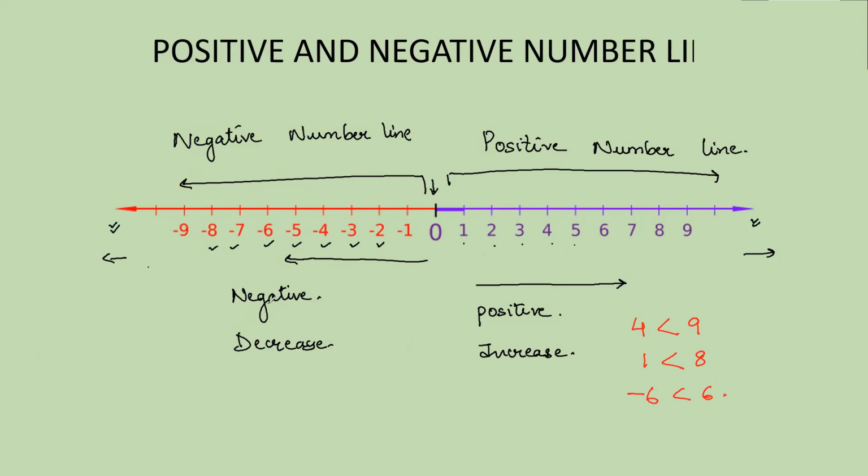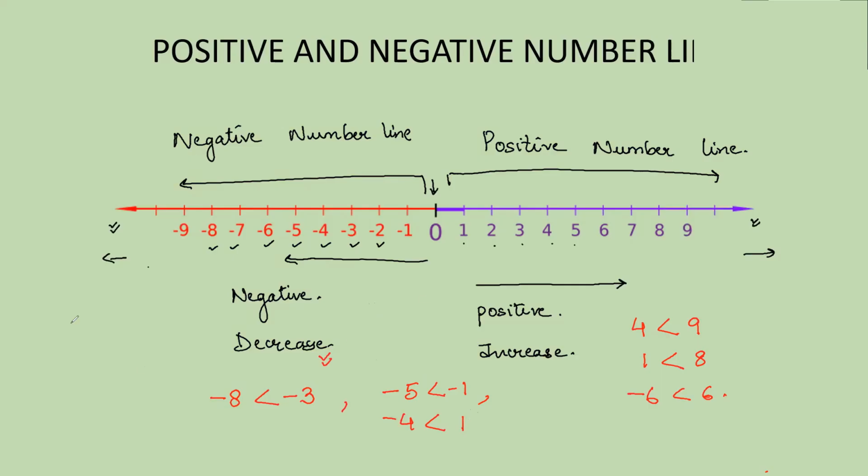Similarly, if we see on the negative number line, we know that as we move towards the left, the numbers decrease in value. This means -8 will be less than -3. -5 will be less than -1. We can also compare the negative number to the positive number, which means that -4 will be less than number 1. The value of -4 will be less than number 1.